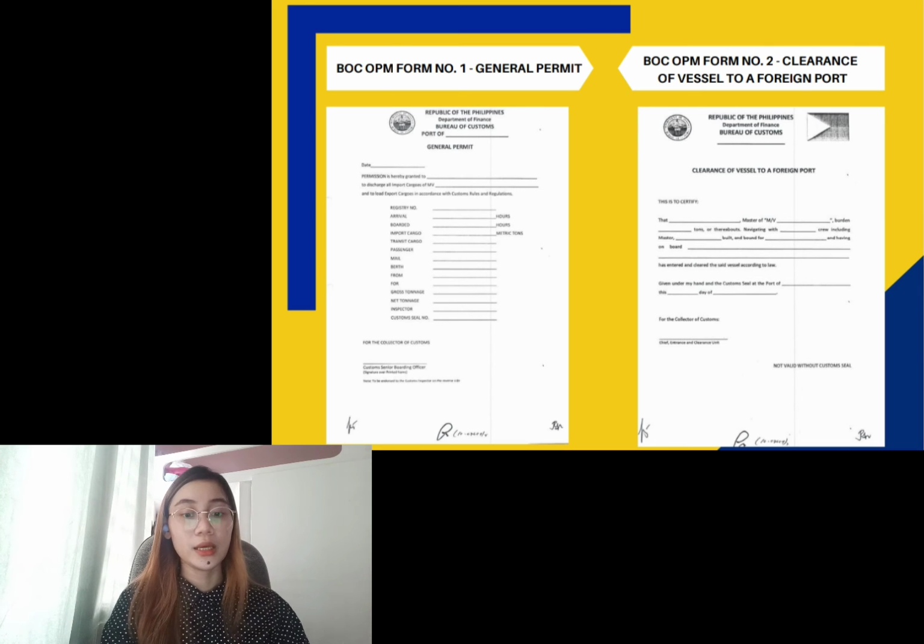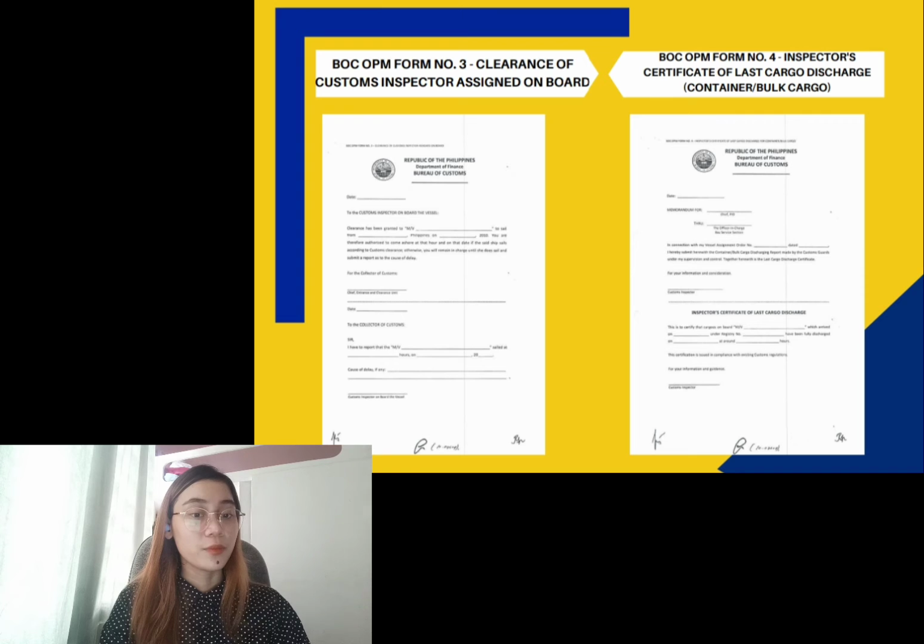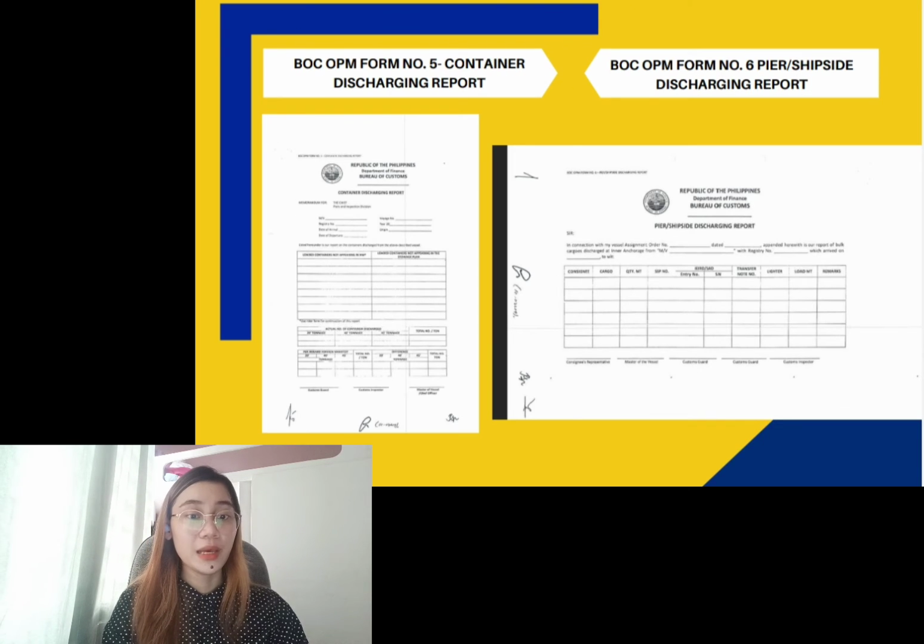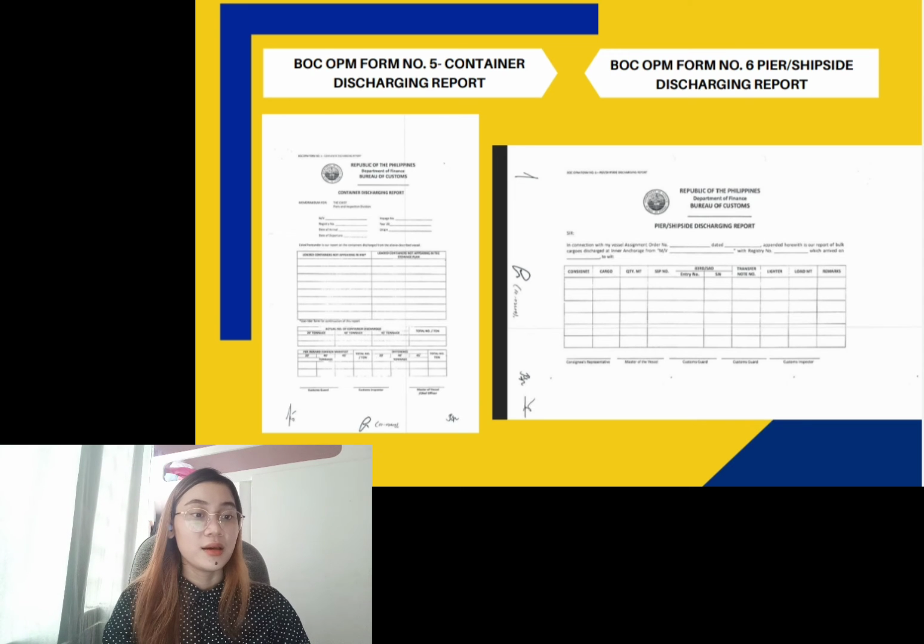This is what it looks like. And BOC OPM form number 3, clearance of customs inspector assigned on board. And BOC OPM form number 4, inspector certification of last cargo discharge, container or bulk cargo. Next, the BOC OPM form number 5, container discharging report. Next is the BOC OPM form number 6, pier or shipside discharging report.